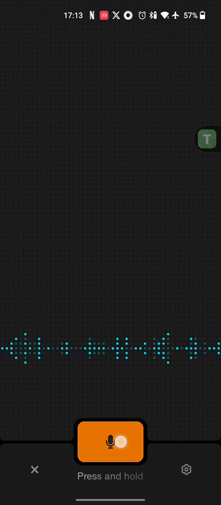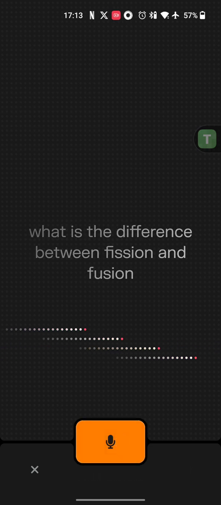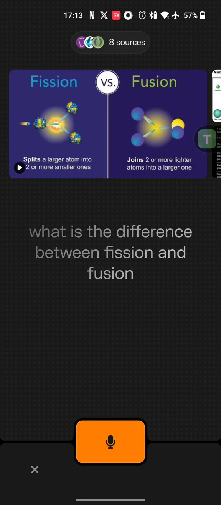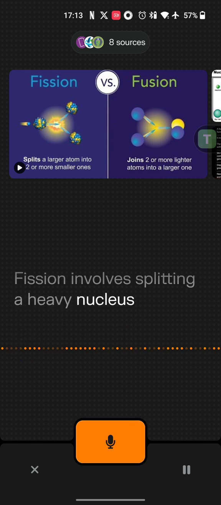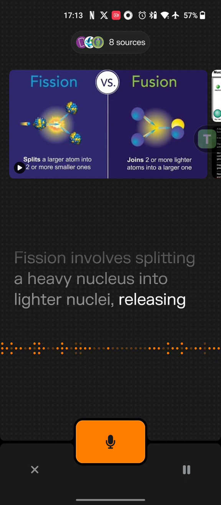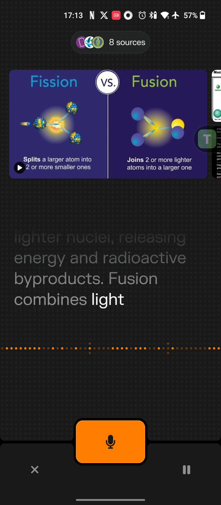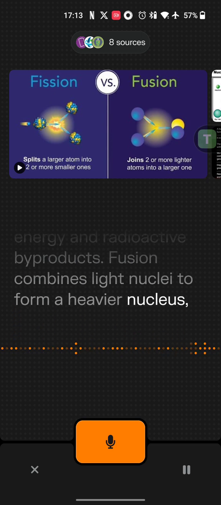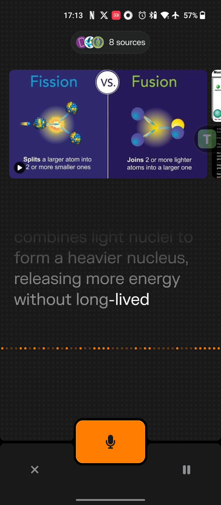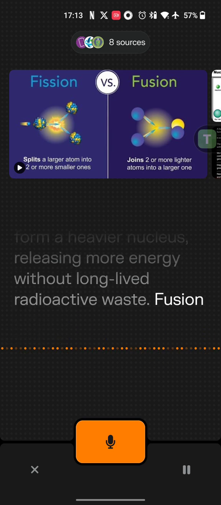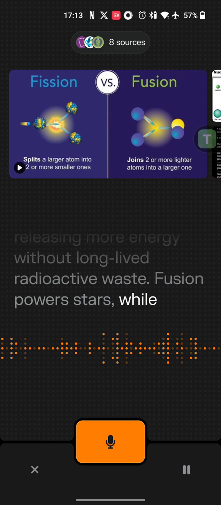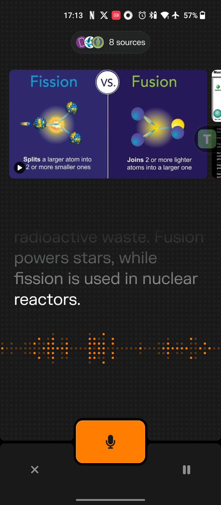What is the difference between fission and fusion? Fission involves splitting a heavy nucleus into lighter nuclei, releasing energy and radioactive byproducts. Fusion combines light nuclei to form a heavier nucleus, releasing more energy without long-lived radioactive waste. Fusion powers stars, while fission is used in nuclear reactors.